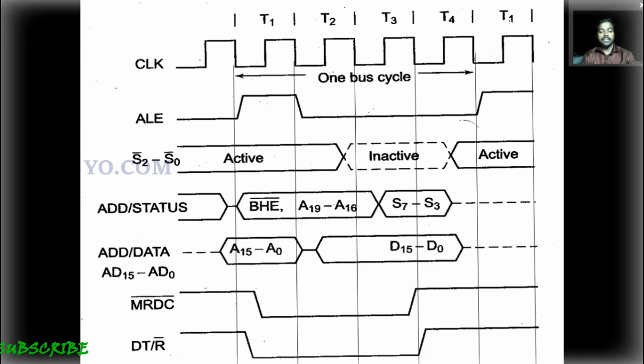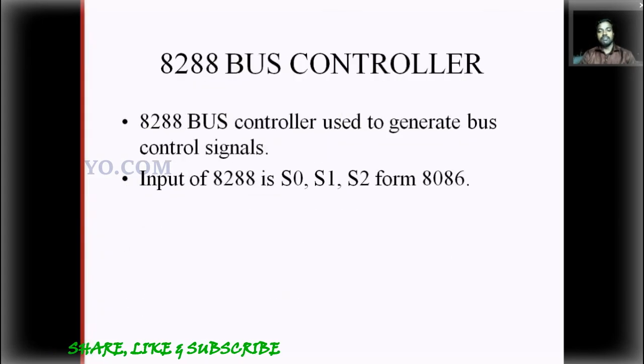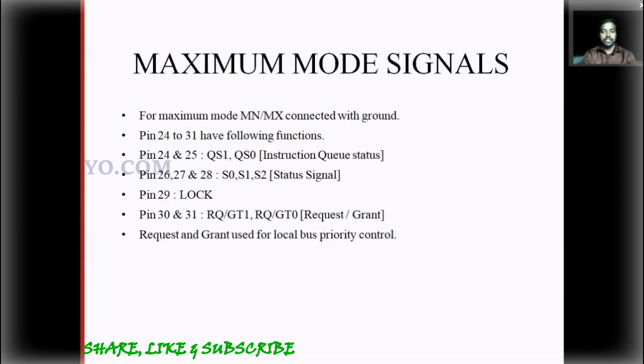Then this is a memory read clock cycle, the timing diagram of memory read in maximum mode. We have already studied this timing diagram in the last session. If you are not clear, please watch the previous session. Then this is also the maximum mode read timing diagram, which we also studied in the last session. So up to this we studied the maximum mode and minimum mode system design.